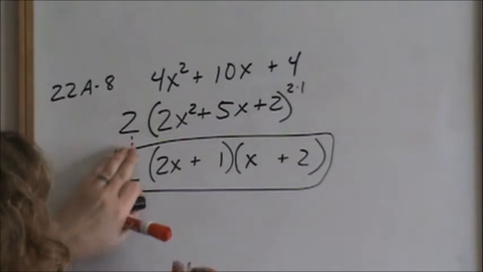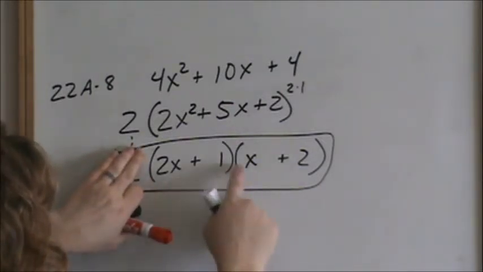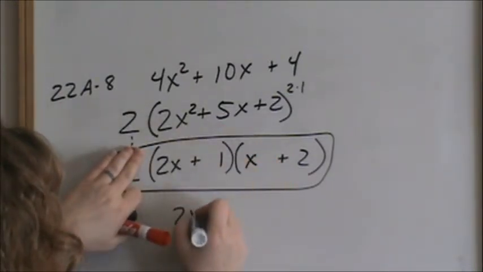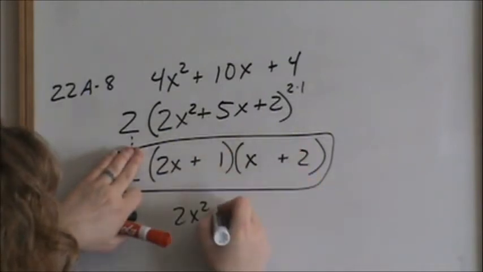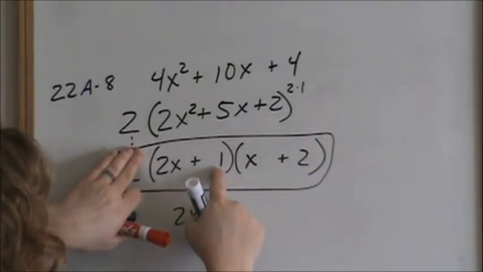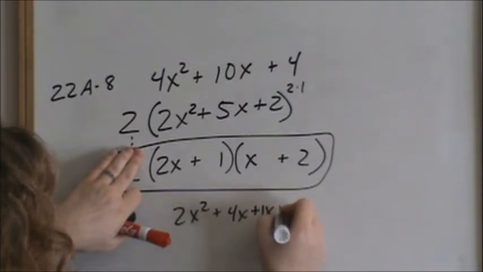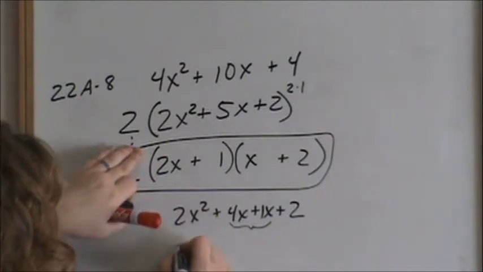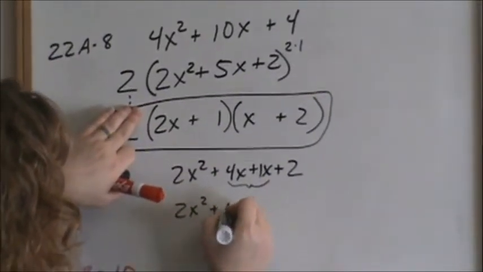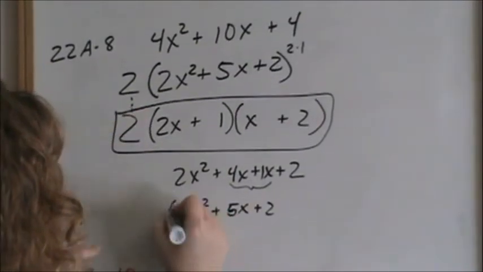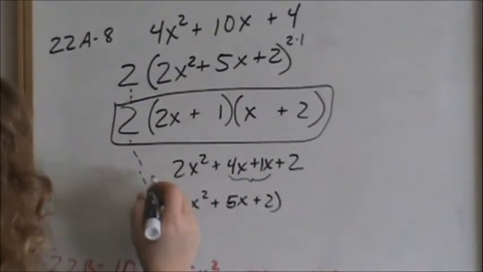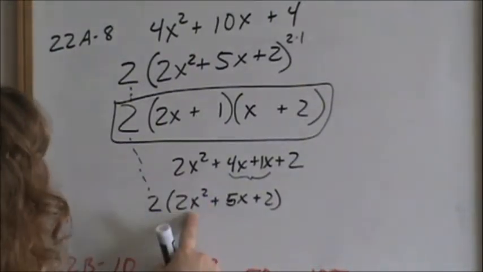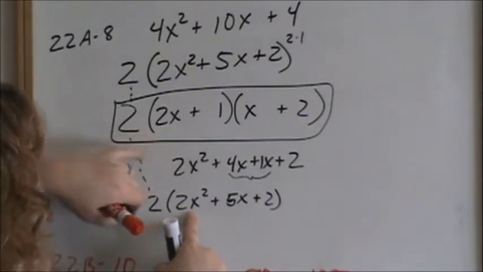To go back and check it, I always recommend multiplying these two binomials first. Ignore the 2 out in front. 2x times 2x, 2x squared. 2x times 2, 4x. Now your inside term, 1 times x, 1x. Your last terms, 2. Combining your x terms, you get 2x squared plus 5x plus 2. Now if you bring this 2 back down in front and distribute it, you would get your original answer. And so since we got the original answer, that proves that what we boxed is the right answer.